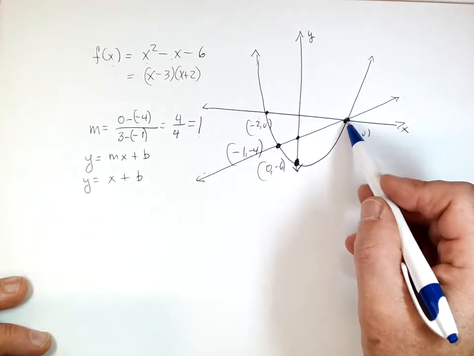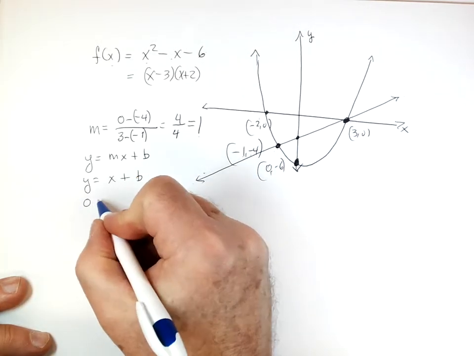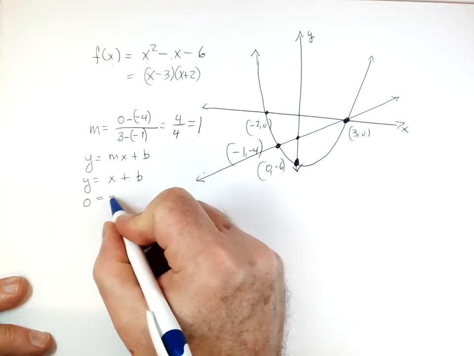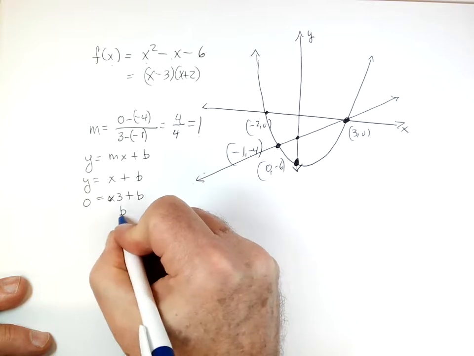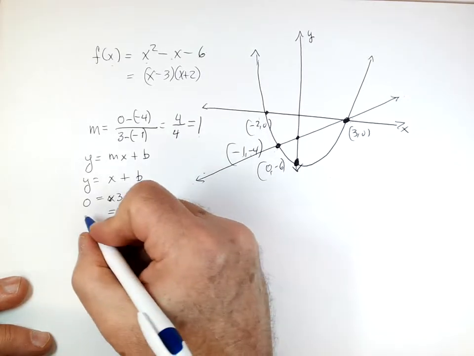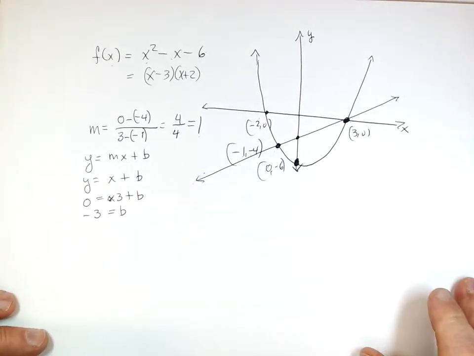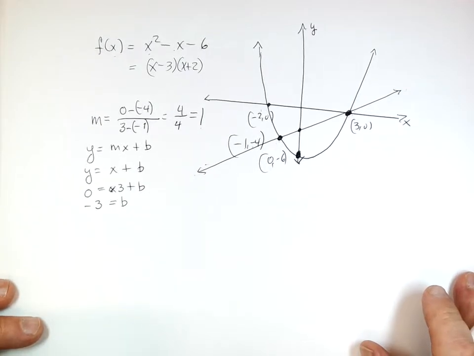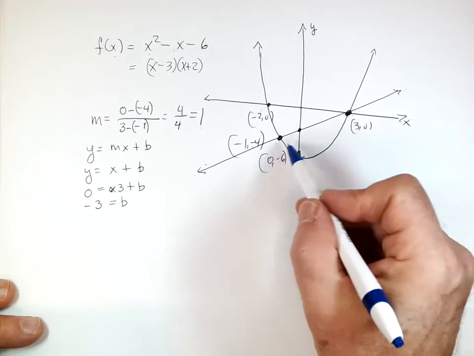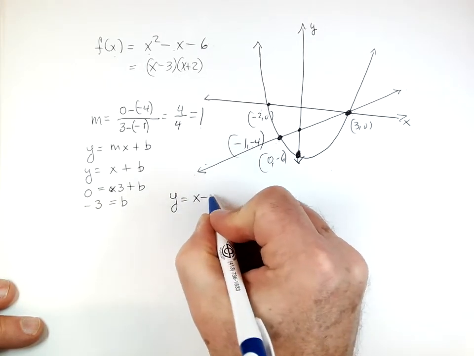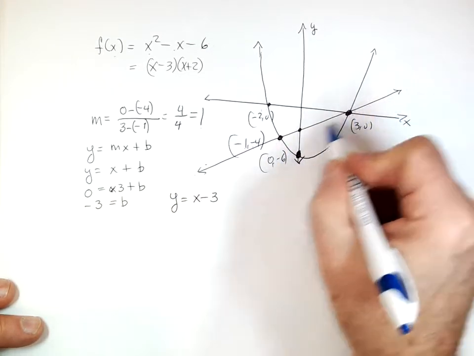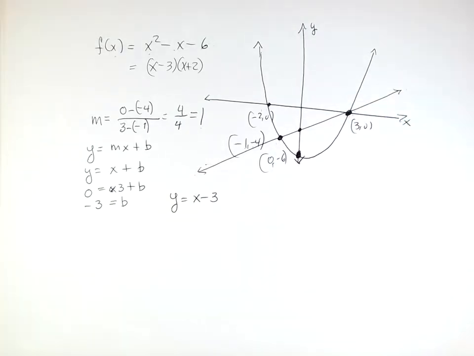If you use the point 3, 0, then 0 for y and 3 for x. Solve for b. b would be equal to negative 3. Therefore, the equation of this secant line is y equals x minus 3. That's the equation of this secant line right here. Okay?